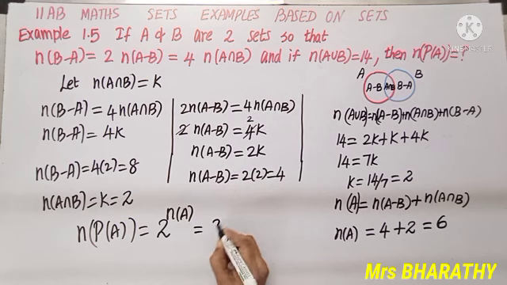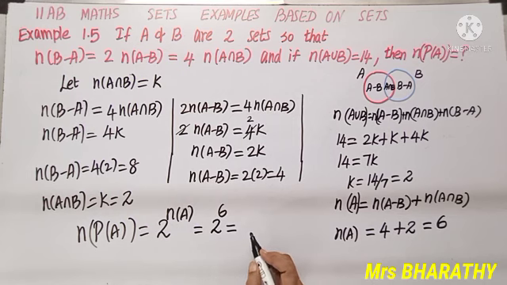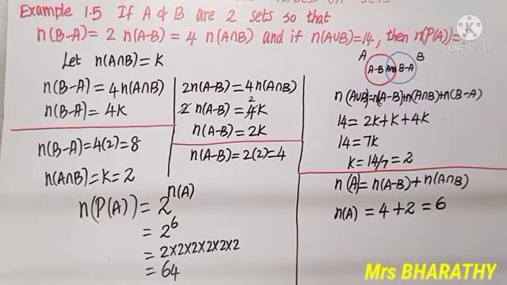Now, I want 2 power 6. So, 2 power 6 is 2 into 2 into 2 into 2 into 2 into 2, 6 times we multiply, and my answer is 64, and that completes the answer. Let us go through the answer once again.